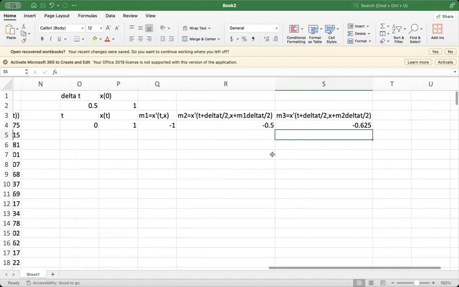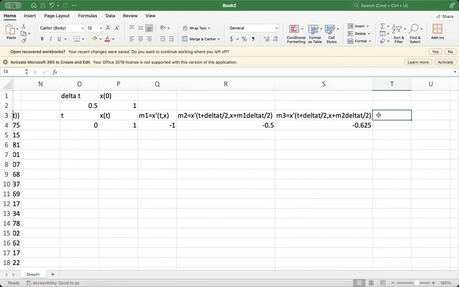Now the final one is M4. And M4 is you follow M3 for a full step. So M4 is going to be equal to you plug in t plus delta t. So t plus delta t over, not over 2 actually. This one's going to be the full one. And then you're going to do x plus M3 times delta t.